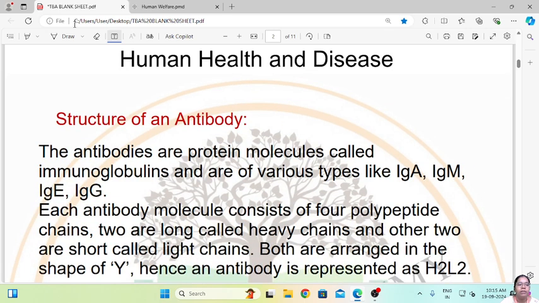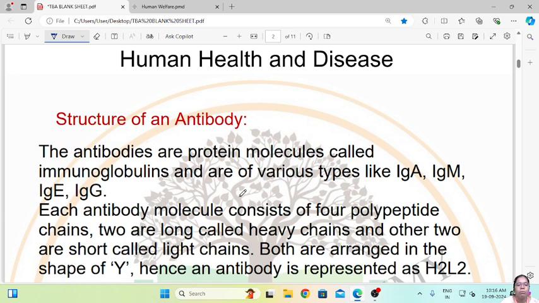Antibodies are protein molecules called immunoglobulins and are of various types like IgA, IgM, IgE and IgG. These are some antibodies. Antibodies are basically proteins which help us prevent diseases or fight the microorganisms which cause the diseases. So antibodies help in increasing our immunity towards certain diseases.